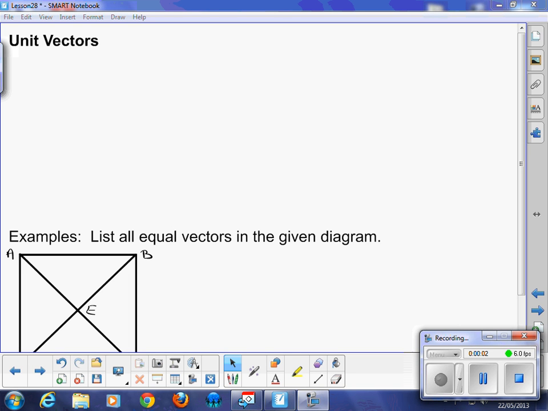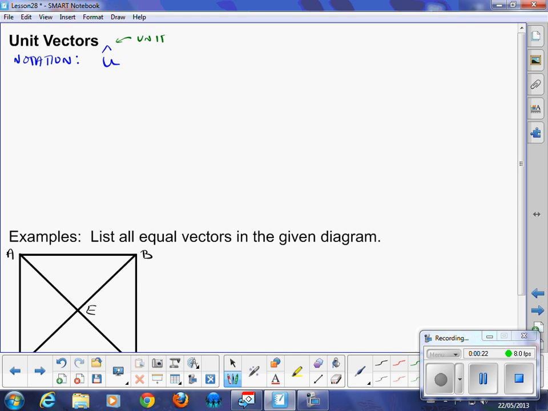All right, finishing up our introduction to vectors. The next part, we're talking about unit vectors. So what is, first of all, the notation for the unit vector? Our notation is the name of the vector with the little caret on top. The little caret on top indicates that you're dealing with a unit vector. So the unit vector.